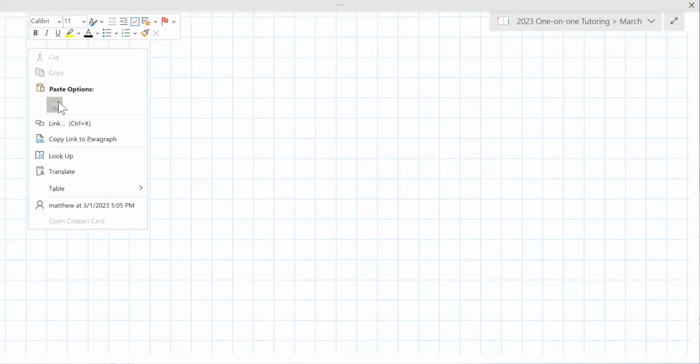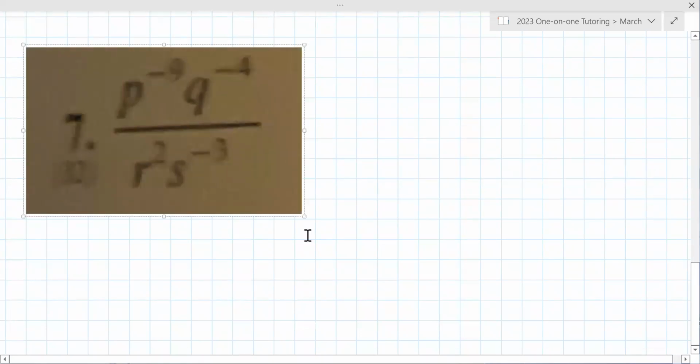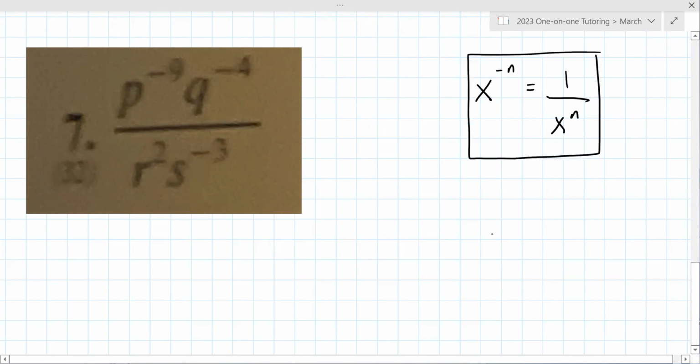There are some rules here, and I'm not really talking about them, but the main one here is that if you have a negative exponent, it goes to the bottom. But similarly, if it's a negative exponent on the bottom, it goes to the top.